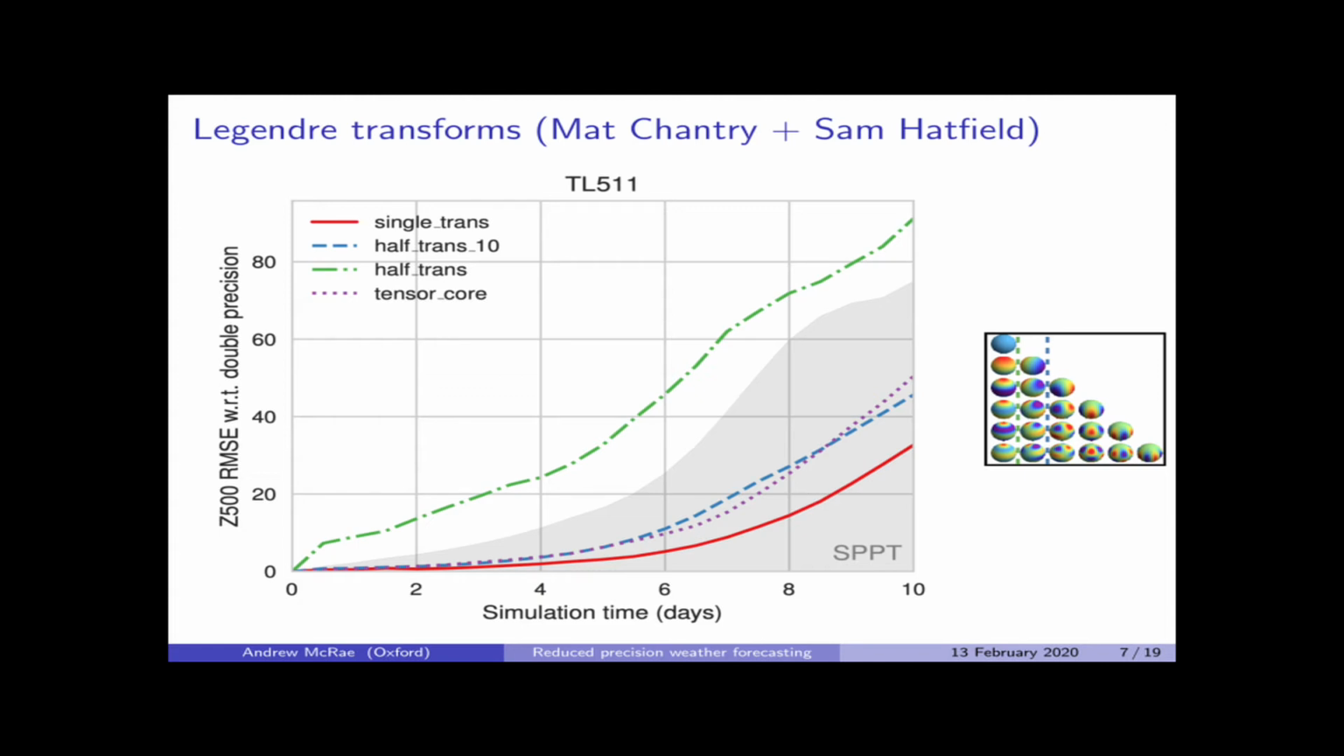The bottom line here is just doing these Legendre transforms in single precision. This is all the error with respect to a double precision run. At single precision, that's all fine. You're well within the shaded region. Everything works.